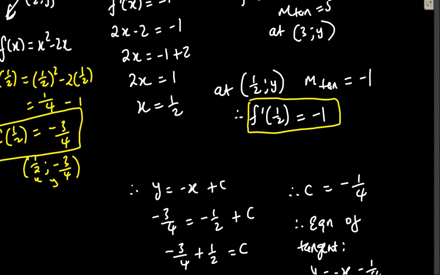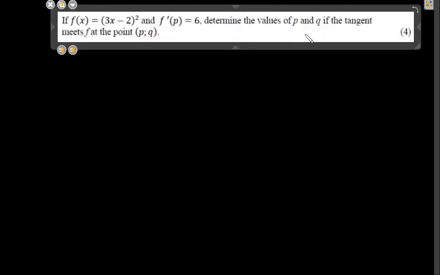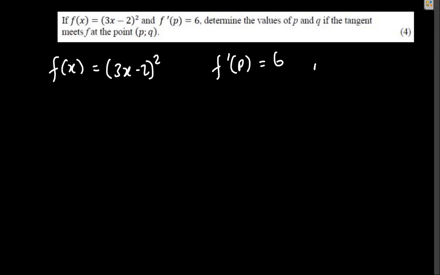Now we move to the next one. So for the next one, this is what we have here. It says, if we're given f at x as 3x minus 2 all squared, and you are given that f prime of p is 6. What does this mean? It means the gradient of the tangent is 6 at x is equal to p.